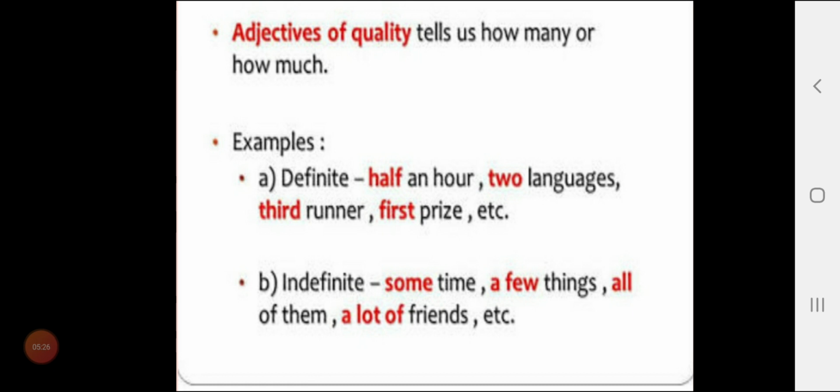Anusha is a nice girl. So nice is adding quality. He bought a beautiful car. Beautiful is adding quality. Half an hour, two languages, third runner, first prize. So they are definite adjectives.